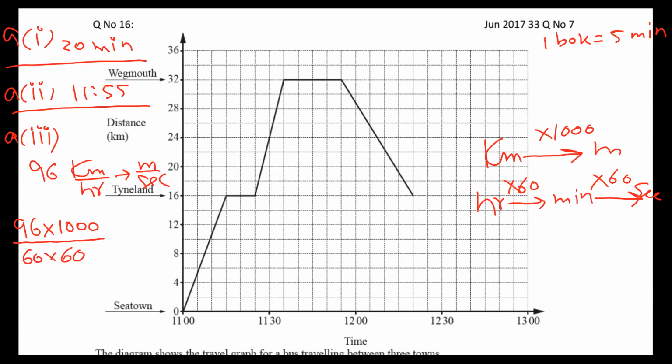And the answer I'm getting is 26.67. So the answer is coming in fraction. If you want to see that fraction part, it is actually 80 by 3. 80 by 3. But in decimal, it is actually 26.7 meters per second. So I hope A part is completely over.